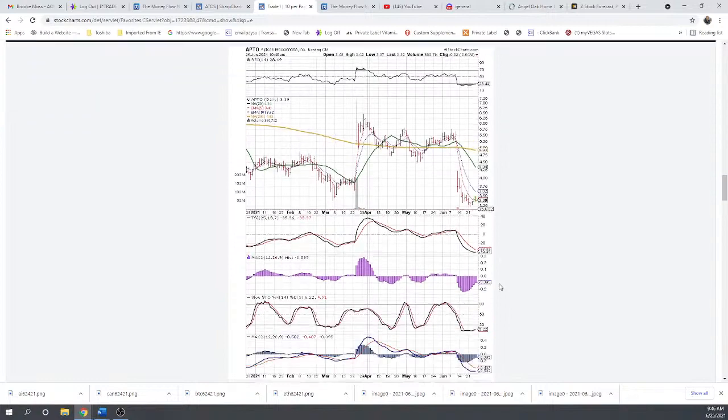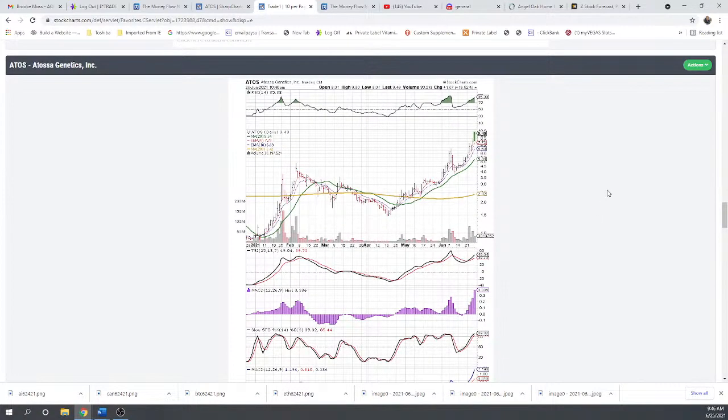APTO is a buy, stage 1. Atos, just come on, man. The gift that keeps on giving. What's going on with Atos? My God. I've got two of these now where the return has just been stupid. Let me see. I'm up 886% in Atos. This is one we stayed with. Nice, man.